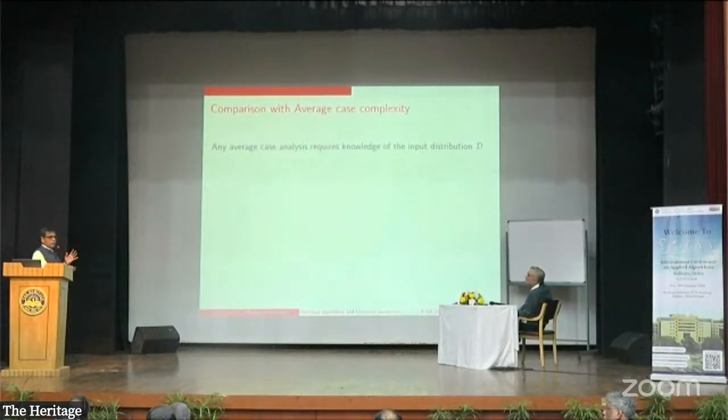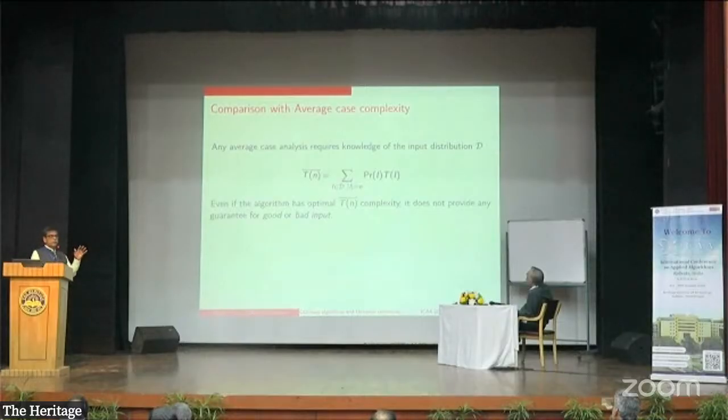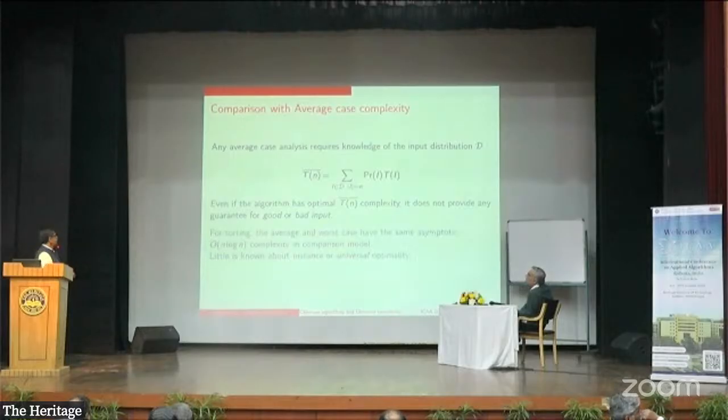And just a few words about how it compares with some of these other things. As I said, average case complexity has been known, but average case requires knowledge of the input distribution, which is never known. We make an assumption, and you get this average assuming some probability distribution of the inputs. Even though it may have a very good average performance, it doesn't say anything about the worst case or the best case. Average is just average. For sorting, for instance, it is known that the average and the worst case have the same complexity, but on the other hand, very little is known even for sorting in terms of instance optimality or universal optimality. And people who are familiar with the word smooth complexity, it's not really related to that either.